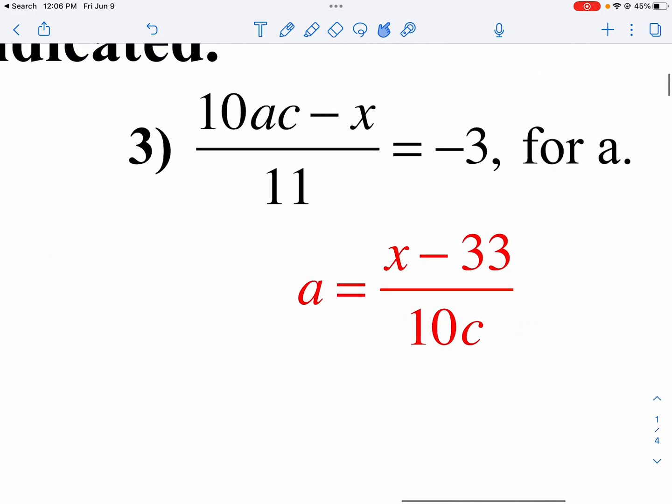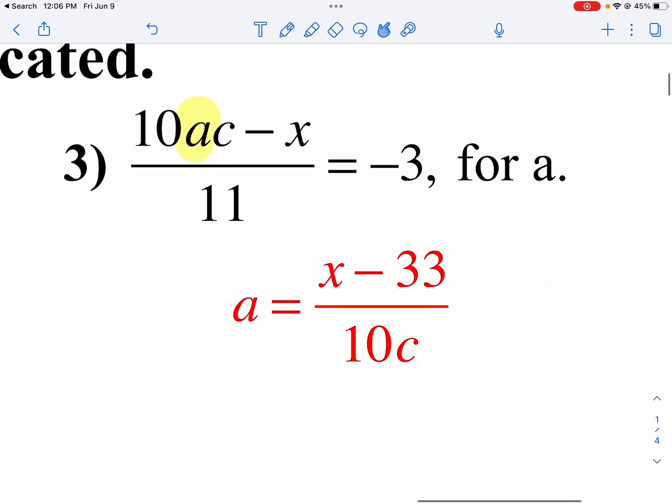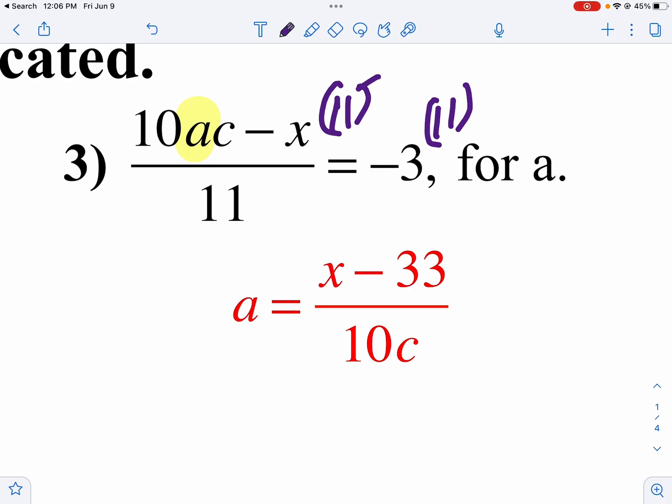Okay, next one, we're going to solve for A on this one. So the opposite of dividing, because that's what we have here, we're dividing by 11. So we're going to multiply both sides by 11. So my 11's reduce out. That's the reason I did that. So I get 10AC minus X equals negative 33.